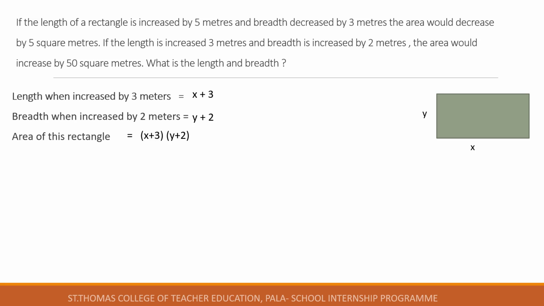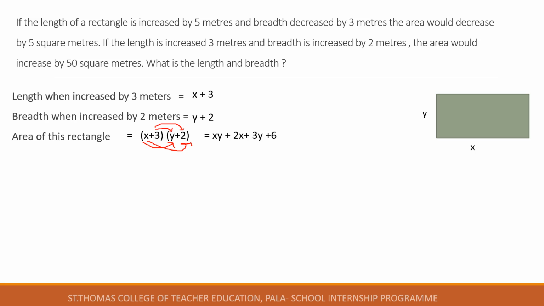Open the bracket and tell me each term. x into y is xy. x into 2 is 2x. 3 into y is 3y. 3 into 2 is 6, isn't it? So we get xy plus 2x plus 3y plus 6.